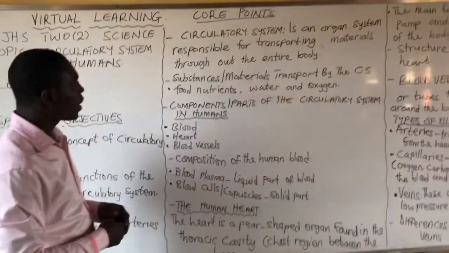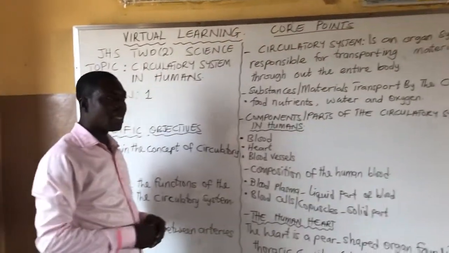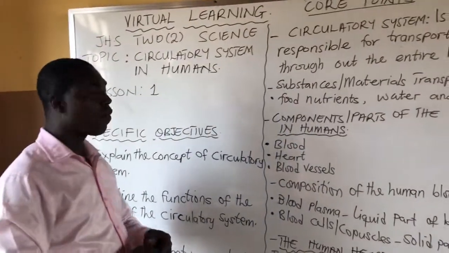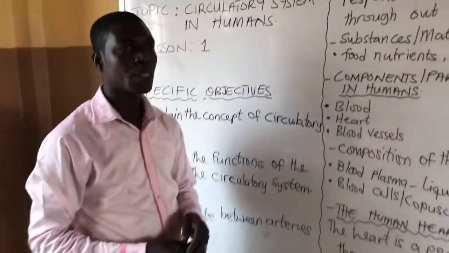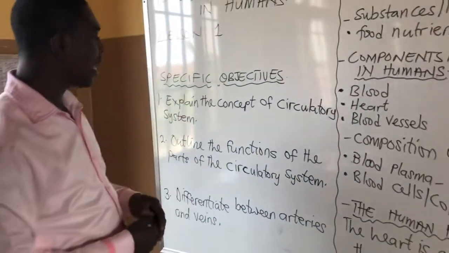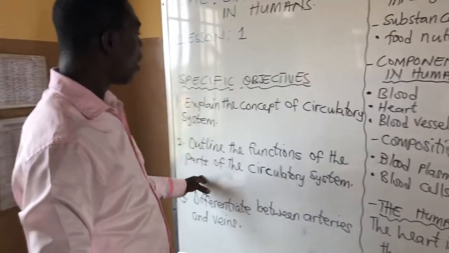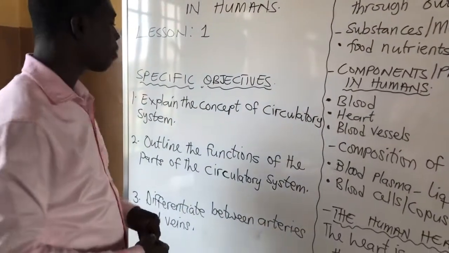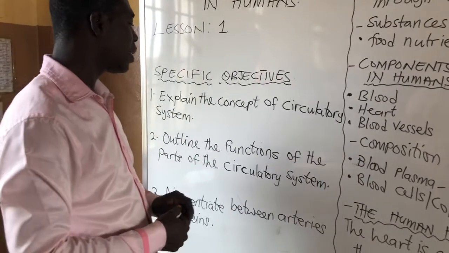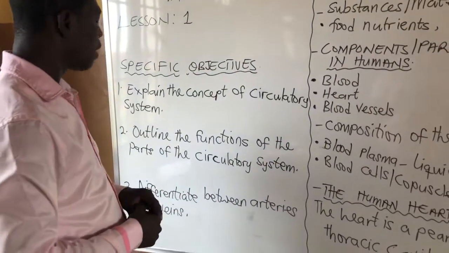Now at the end of today's lesson, you should be able to explain the concept of the circulatory system. You should be able to outline the functions of the parts of the circulatory system. And not only that, you should be able to differentiate between arteries and veins.